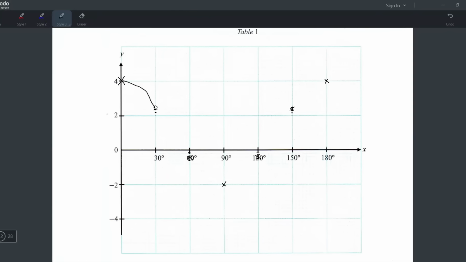Okay, let me draw nicely. So, I'll just draw the bottom part first. Okay, this will take some time, so you have to wait for me.